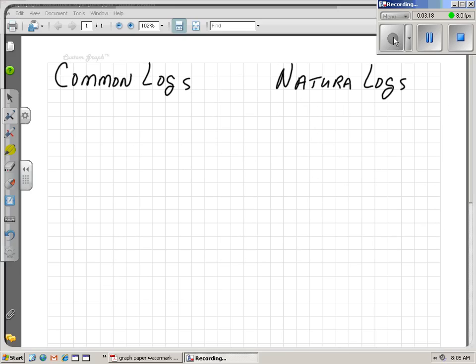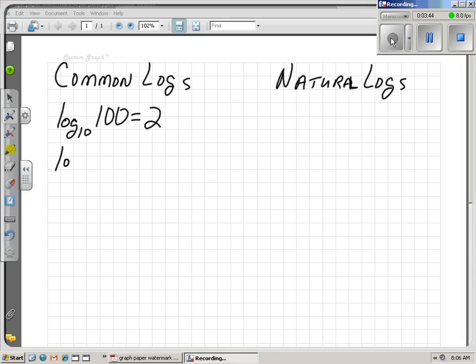Okay, we have two special kinds of logarithms. They're called common logs and natural logs. All that means is they have a special base. Now see if you can figure out what the answer is here. Log base 10 of 100. That means 10 raised to what exponent gives me 100? Well, that's got to be 2, because 10 squared equals 100.